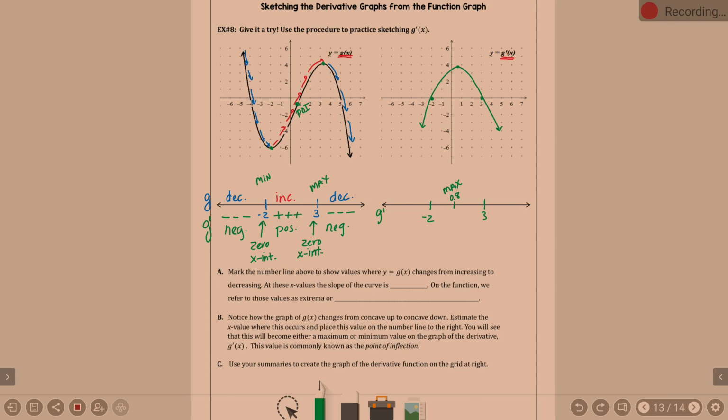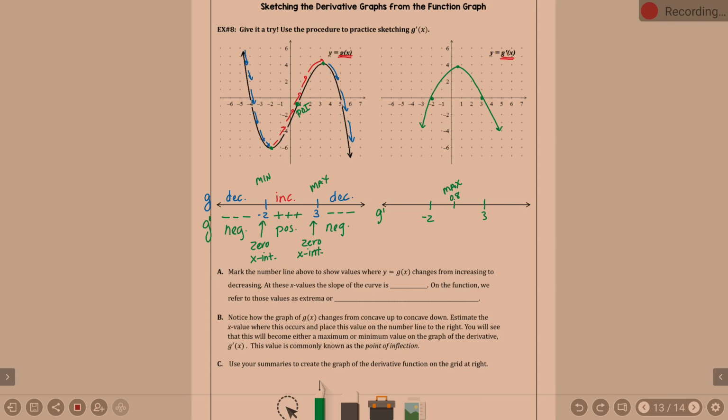Trying to think what other pieces I need to make. There was something else I wanted to. Oh, I guess here we talked about this. It was our point of inflection.